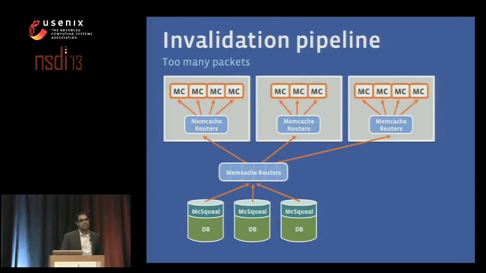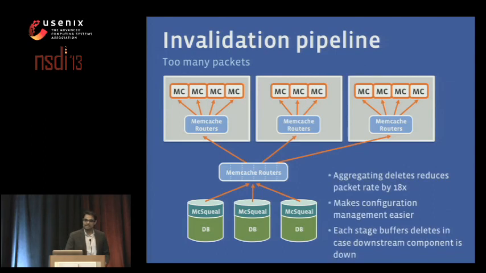One of the significant advantages of doing this is that the inter-cluster bandwidth is much smaller than the intra-cluster bandwidth, right? So by doing this, we try to minimize the amount of bandwidth that we use and maximize our packet density. And we can see that we get about an 18x reduction in the packet density. This also, by the way, makes configuration management a lot easier. You don't have to worry about where all the memcache servers are. You just need to worry about what all the memcache servers are downstream from you. And each stage can buffer its deletes in case of failure of a downstream component.